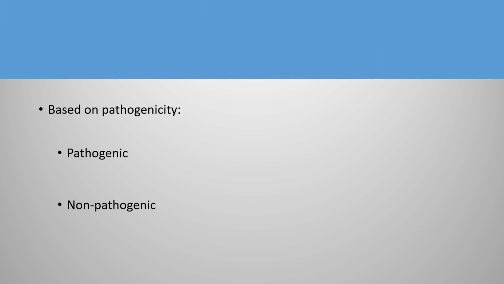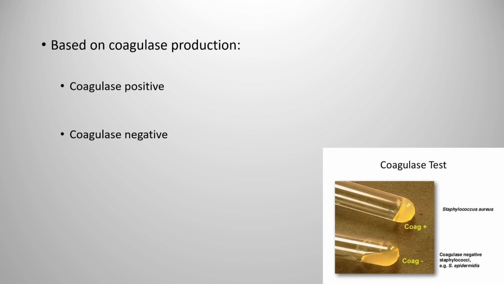Now, based on pathogenicity, pathogenic organisms include Staphylococcus aureus, while non-pathogenic includes Staphylococcus epidermidis, Staphylococcus albus, Staphylococcus citreus, etc. Now, what is pathogenicity? Pathogenicity means the property of microorganisms to cause disease.